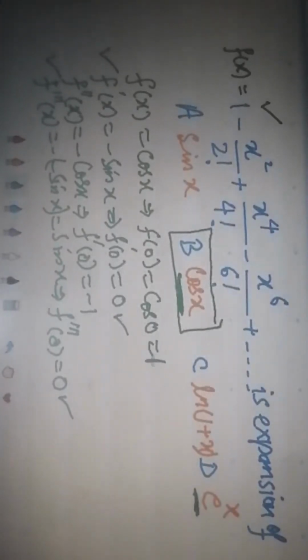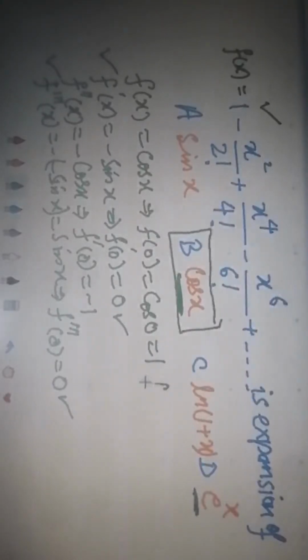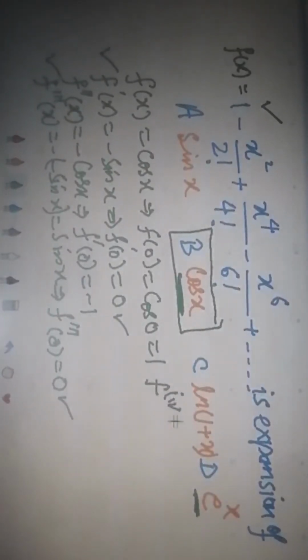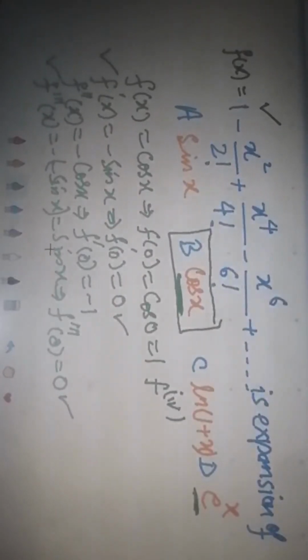Only even powers are appearing, even terms, even factorials. So that is also a clue that this is an even function, and cos is an even function. This is not an even function. So cos x is the answer. Now if we utilize this information and some more, the fourth order derivative can also be found. If we find the fourth order derivative, the third order derivative is sine, so the fourth order derivative will be cos.